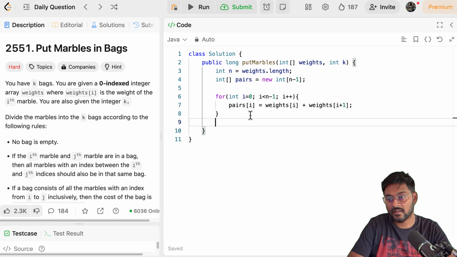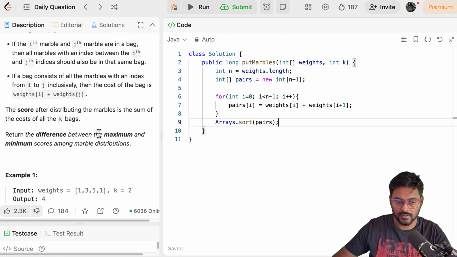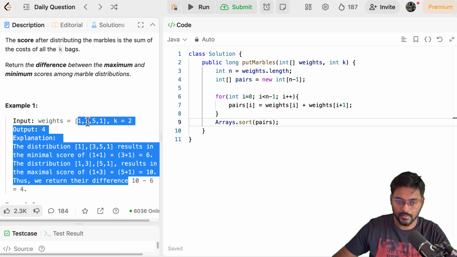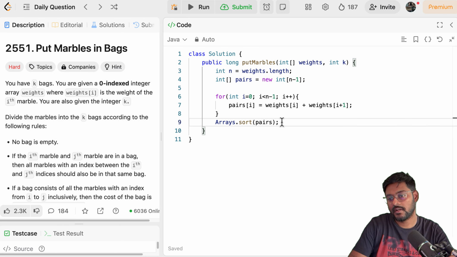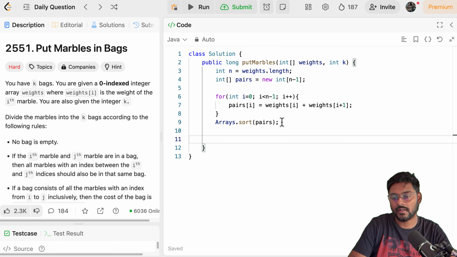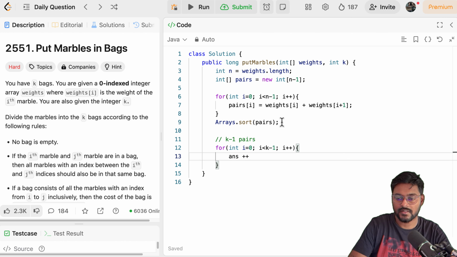Okay, now the pairs are prepared, and I have to sort it. Arrays dot sort. So the code is very simple. You just have to understand the example, actually how I built the approach using this example. So Arrays dot sort pairs, and now it is in increasing order, and I have to pick k minus 1 pairs from the starting and ending. And to pick k minus 1 pairs, i equal to 0, i less than k minus 1, i plus plus. And let's say my answer, I'm going to add something.